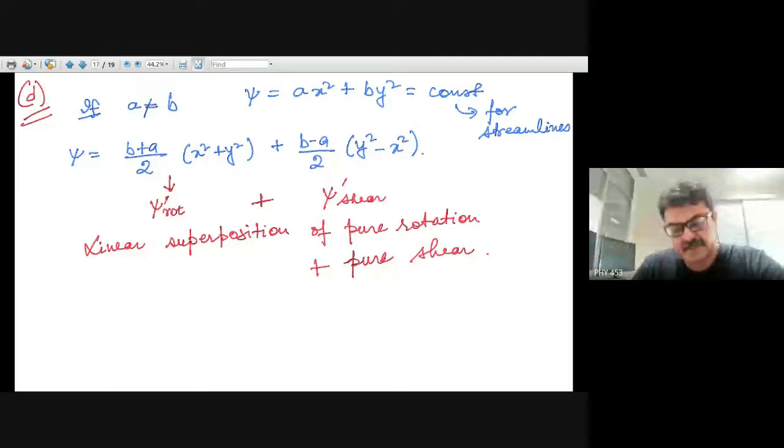And once you calculate psi, you can calculate your velocity fields. That's making you familiar with different velocity fields and velocity gradients, which we were discussing in the last class. So that's what we're doing.